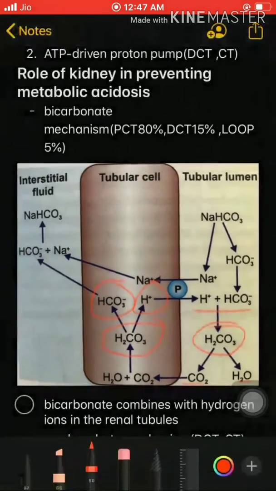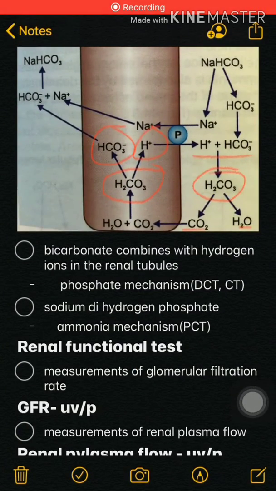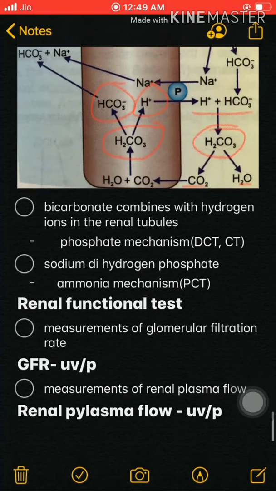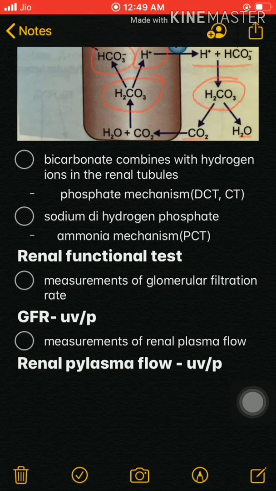And the second one is the phosphate mechanism. In the phosphate mechanism, the hydrogen which is secreted into the renal tubule reacts with the sodium hydrogen phosphate to form the sodium dihydrogen phosphate, which is excreted through the urine. Ammonium mechanism. Ammonia is also formed in the tubular cells. It is secreted into the tubular lumen in exchange for the sodium ion. In the same manner, this is also excreted through the urine. Hydrogen ions are excreted in the place of ammonia.